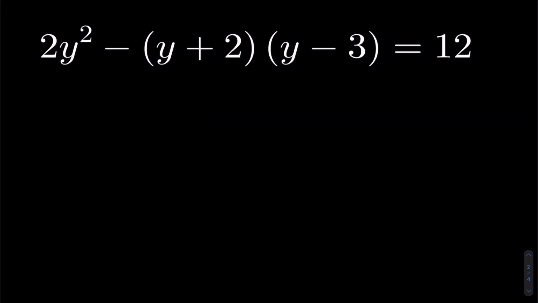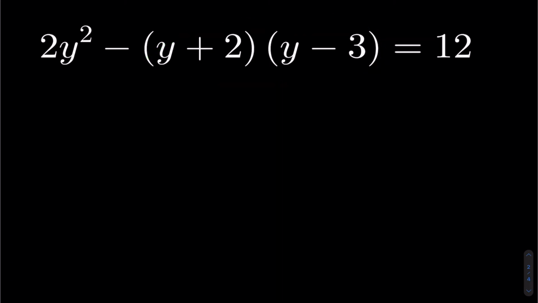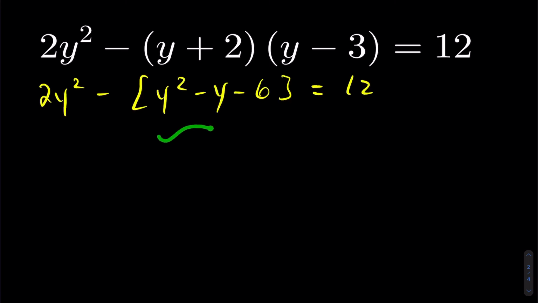In the next example, we can see that if I expand out this product of these two binomials, I'll get a degree 2 polynomial here. Subtracting this degree 2, I'm going to have a quadratic. So step one is to expand everything out and get yourself down to a standard quadratic that you can factor. Let's go ahead and do that first. You can see here the first thing I did was FOIL the product of these two binomials, and I end up getting y squared minus y minus 6.